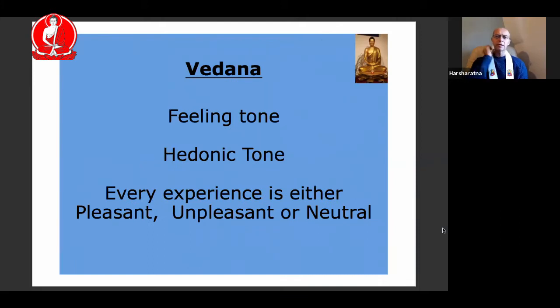So Vedana can be translated as feeling tone or hedonic tone. And every experience is either pleasant, unpleasant, or neutral. So we're going to explore this this morning.